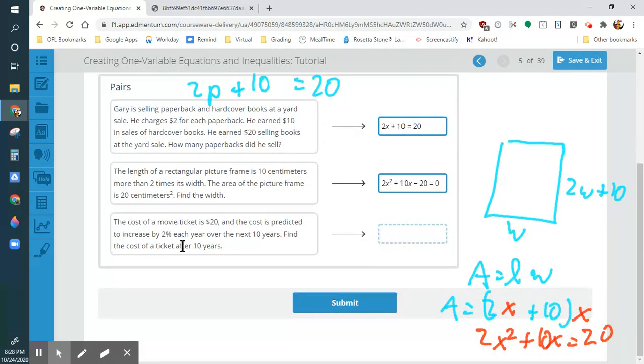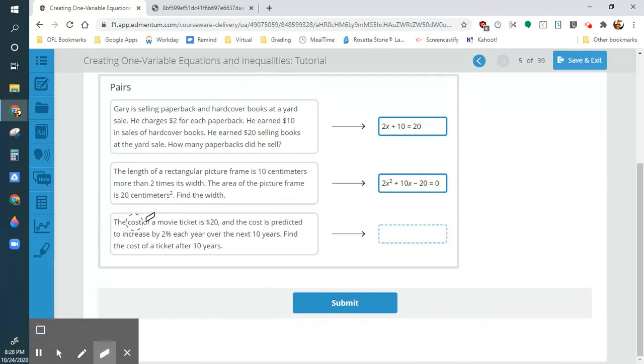The next idea we're going to have here is movie tickets. So let me erase everything. The movie ticket is $20, and the cost is predicted to increase by 2% each year. Sorry about that. Find the cost of the ticket in 10 years.